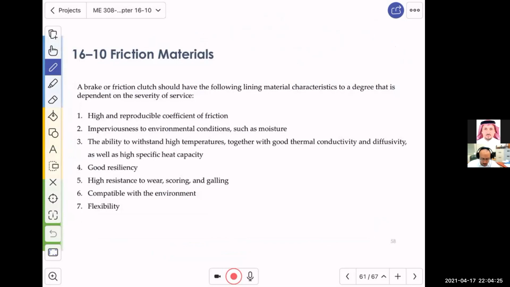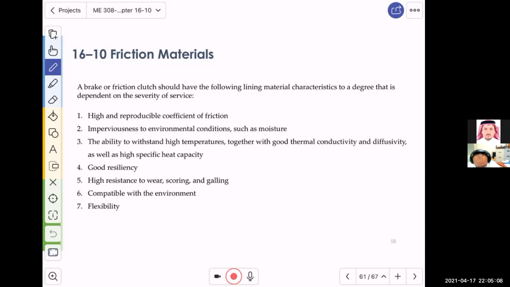Now, a brake or a friction clutch should have the following lining material characteristics, to a degree that is dependent on the severity of the surface. High reproducible friction coefficient. You don't want your material to wear out, and while it wears out, the coefficient of friction changes, and after half of the age of the brake pad, you end up not having a coefficient of friction. If you don't have a coefficient of friction, how are you gonna stop?